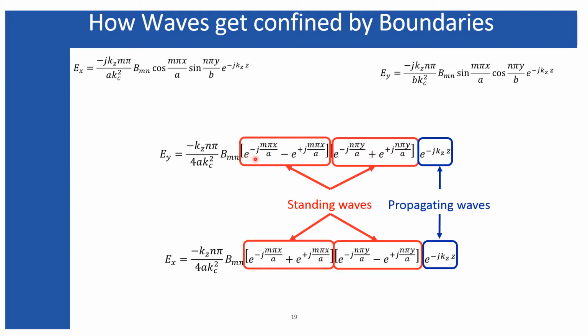This e to the power minus j kx, if I write kx as m pi x divided by a, which is kx. So this is e to the power minus j kx, and this is e to the power plus j kx x. These two factors represent the propagation of the wave along the positive x direction, and the propagation of the wave along the negative x direction.